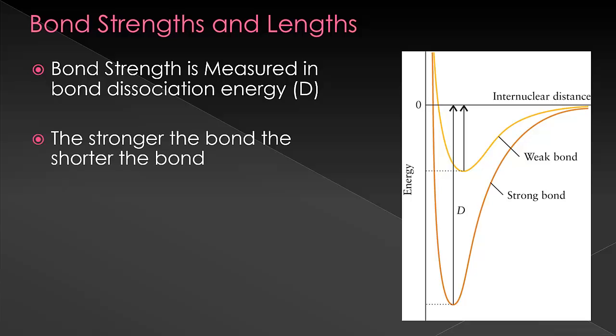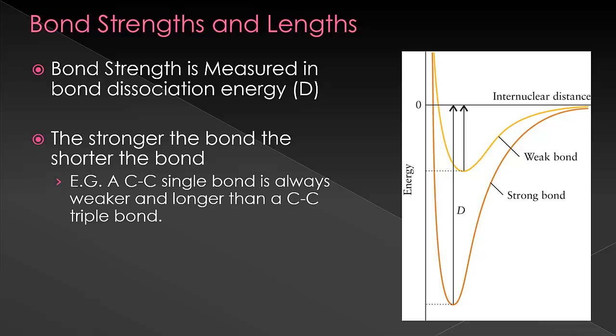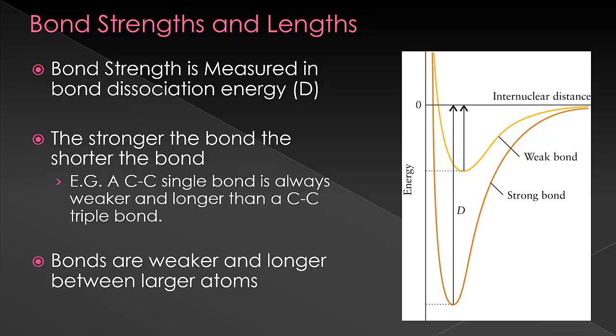For example, if we take a carbon-carbon bond, a triple bond is much stronger than a single bond, and so it is also much shorter. What about comparing bonds in atoms that are different sizes? The bigger the atoms are, the longer the bonds must be, and this weakens the bonds. So those with bigger atoms, or larger atoms, have weaker bonds.